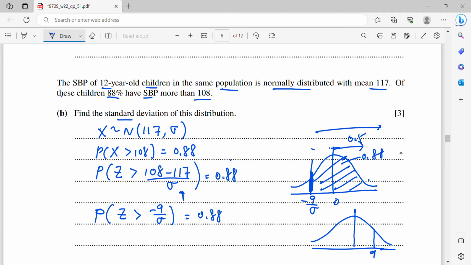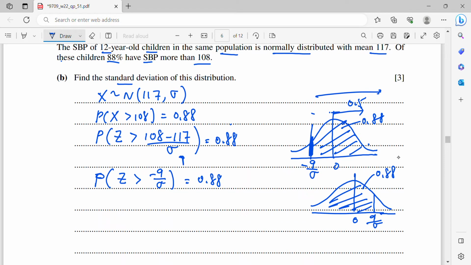So now I will draw another graph. This is the region after I have flipped. So now the major region towards the left hand side becomes 0.88. Once you flip, the region becomes 0.88, then you can get the critical value, the Z value from the table. So I will write P(Z less than 9 over sigma) is 0.88.